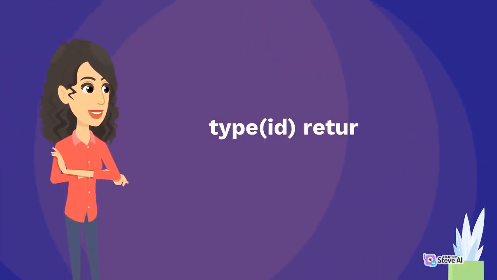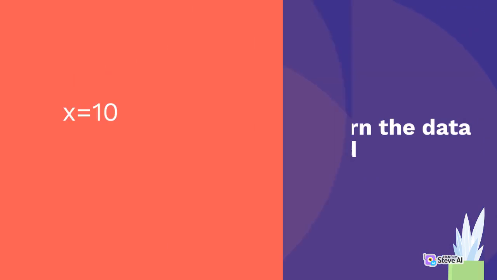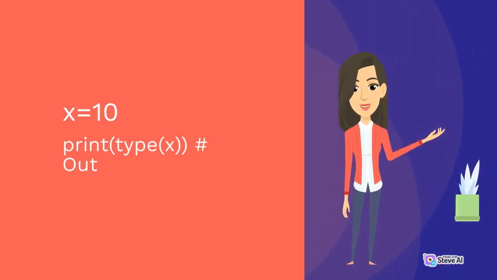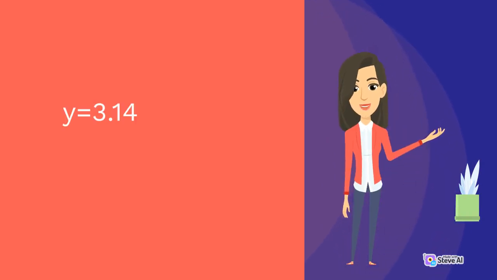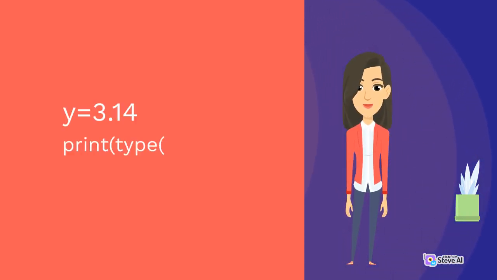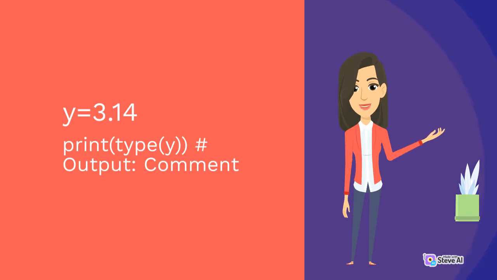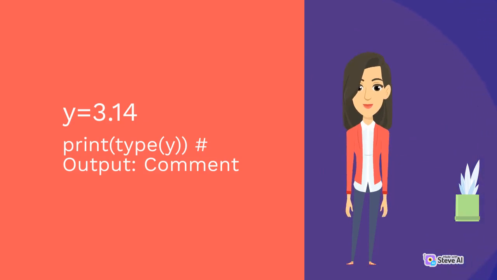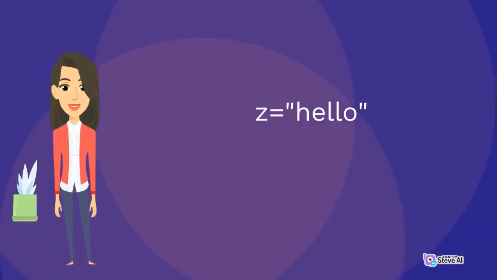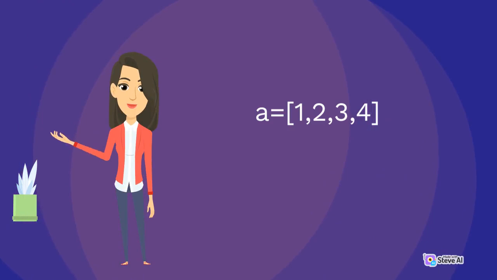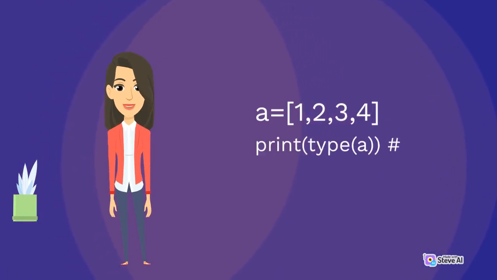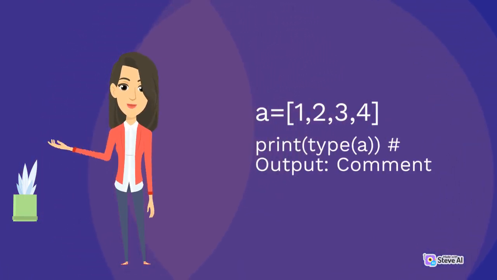type() returns the data type of the object. x = 10, print(type(x)) # output: int. y = 3.14, print(type(y)) # output: float. z = "hello", print(type(z)) # output: str. a = [1, 2, 3, 4], print(type(a)) # output: list.